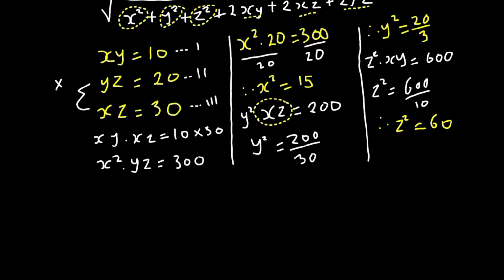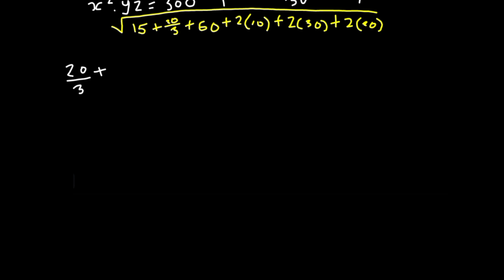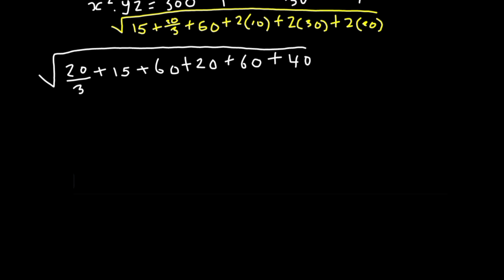Now that I've gotten the values of x squared, y squared, and z squared, we can now substitute them into our identity. So we have the square root of 15 plus 20 over 3 plus 60 plus 2 into brackets 10 plus 2 times 30 plus 2 times 20. Then by simplifying this, we are going to have the square root of 20 over 3 plus 15 plus 60 plus 20 plus 60 plus 40. Then by adding this up, we have the square root of 20 over 3 plus 195.